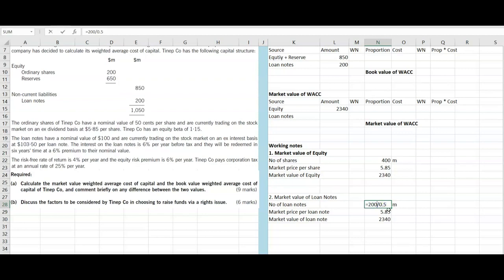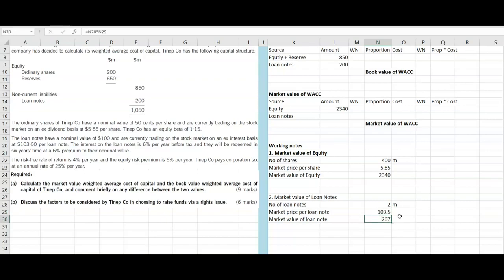So first, there are 200 million of loan notes. Okay, each is worth 100. So divide by 100. There are 2 million loan notes. Okay, each loan note is worth how much? Each loan note is worth 103.5. So you got the answer.